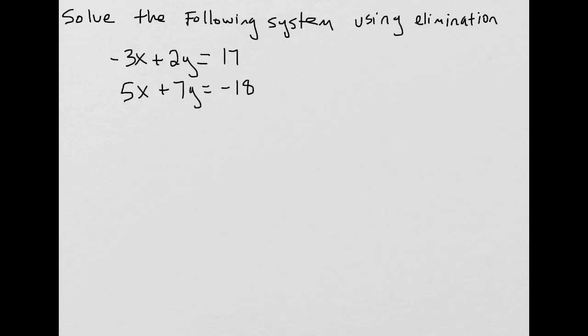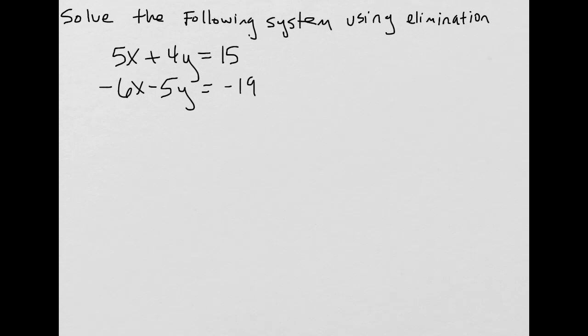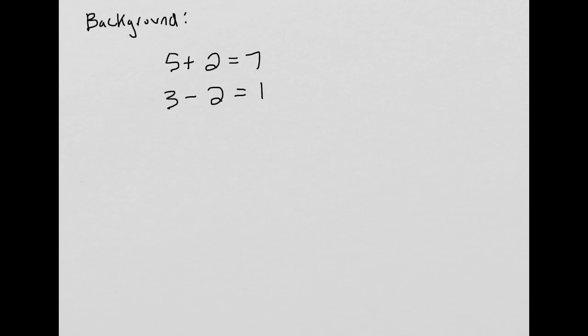Hello and welcome. In this video, we're going to be discussing how to solve a system of equations using elimination. So before we begin with this problem, I just want to show you something that is going to be helpful to us. So imagine I start with these two equations, 5 plus 2 equals 7, and 3 minus 2 equals 1. So what I want you to notice is what happens when I add these two equations together.